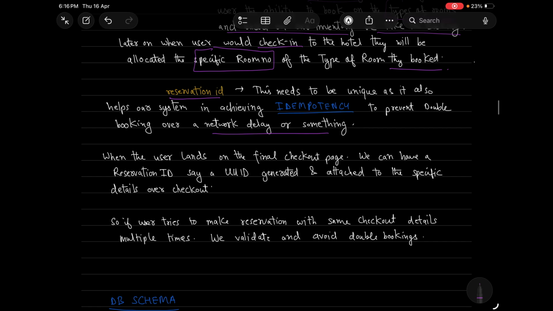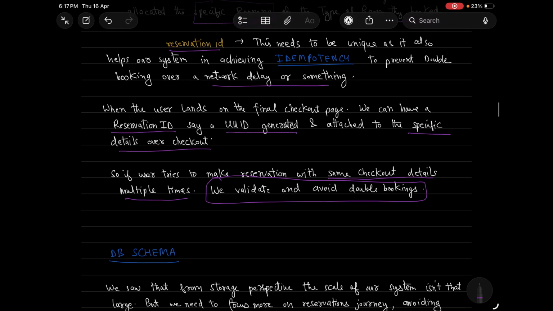When the user lands on the final checkout page, we can have a reservation ID, say a UUID, generated and attached to the specific checkout details for this particular user and the reservation this user is going to make. So if the user tries to make a reservation with the same checkout details multiple times, maybe due to network lag or delay or something, we validate and avoid double bookings. This idempotency flow has already been discussed a couple of times in a couple of my other systems as well.